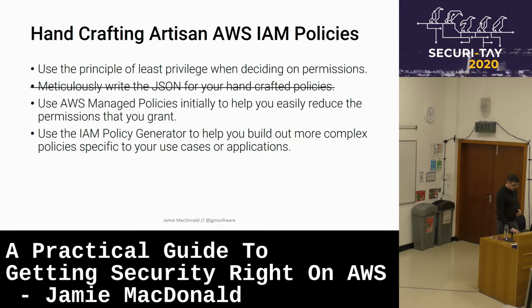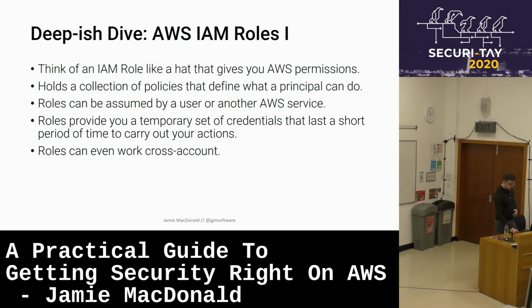So let's talk a little bit more about roles. So a kind of an odd but pretty accurate analogy is to think of an IAM role like a hat that gives you special AWS permissions. So a role will have a collection of policies, like we've just been over, that give you permission to do things. And then you or an AWS service or resource assumes that role, which is like you putting that hat on and suddenly you have all these permissions.